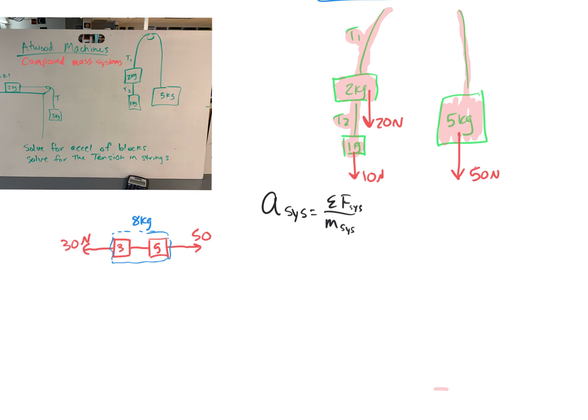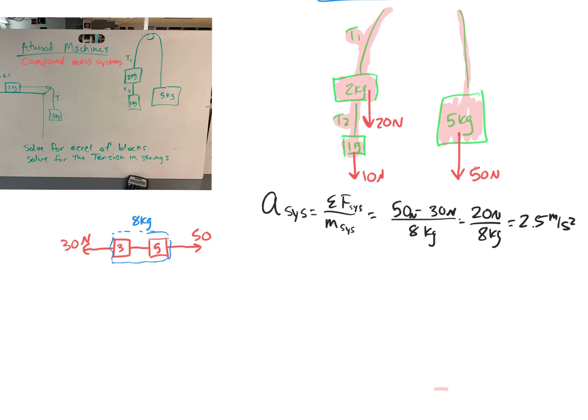I have 50 minus the other two put together. Since they're both working in the same direction, I'm just adding them, 30 newtons. That is all divided by the system mass of 8 kilograms. Add my units in here. And so that's just 20 newtons divided by 8 kilograms. And that acceleration would be 2.5 meters per second squared.